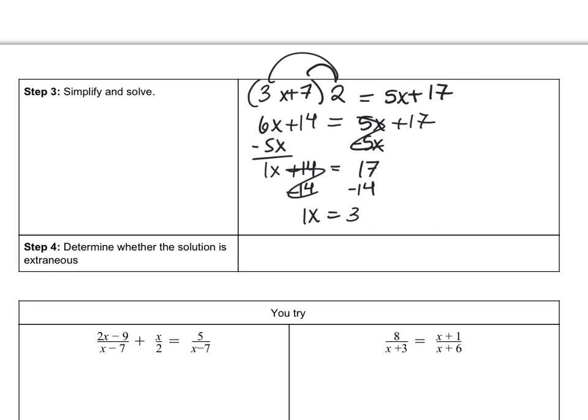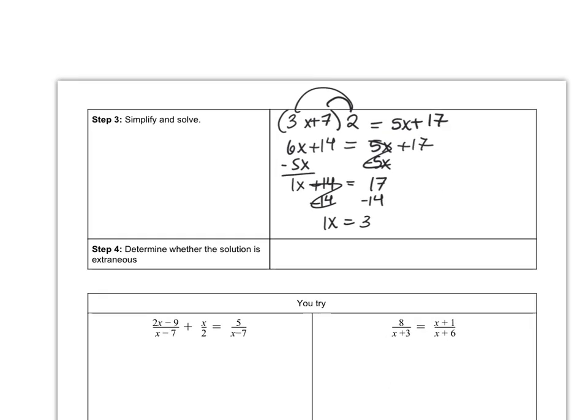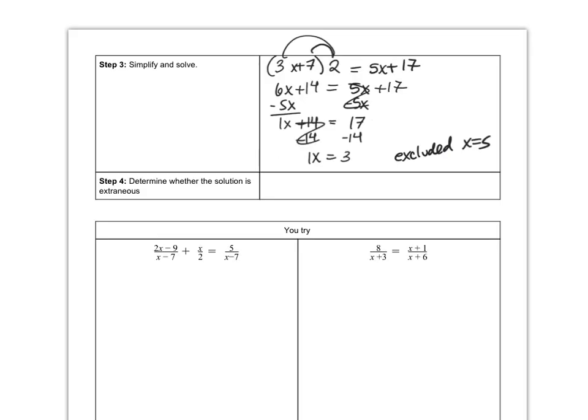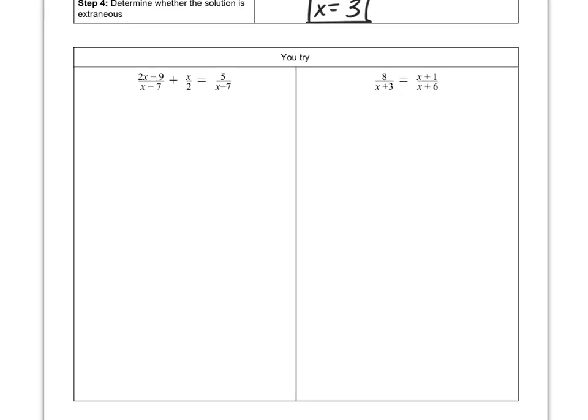Now we just need to determine whether this solution is extraneous. Well, our excluded value was x equals 5. Since 3 is not excluded, then x equals 3 is our true solution. How about you try it now? So pause the video, follow the steps, and when you want to check your work, hit play.